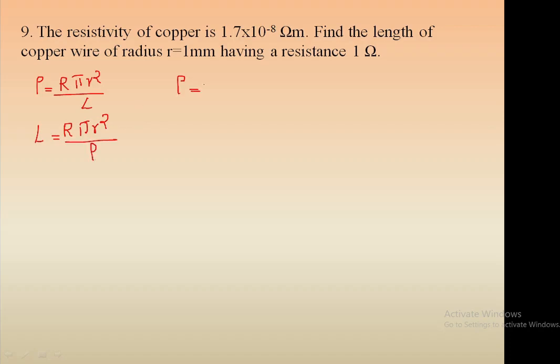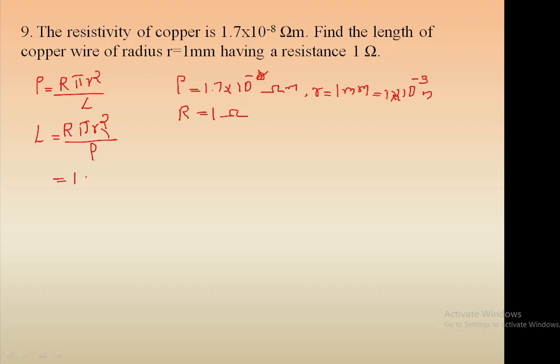We are given rho is equal to 1.7 × 10^-8 ohm meter, and the radius r is equal to 1 millimeter, that is equal to 1 × 10^-3 meter. And the resistance R is equal to 1 ohm. Let us substitute all the values of R, small r, and the resistivity.